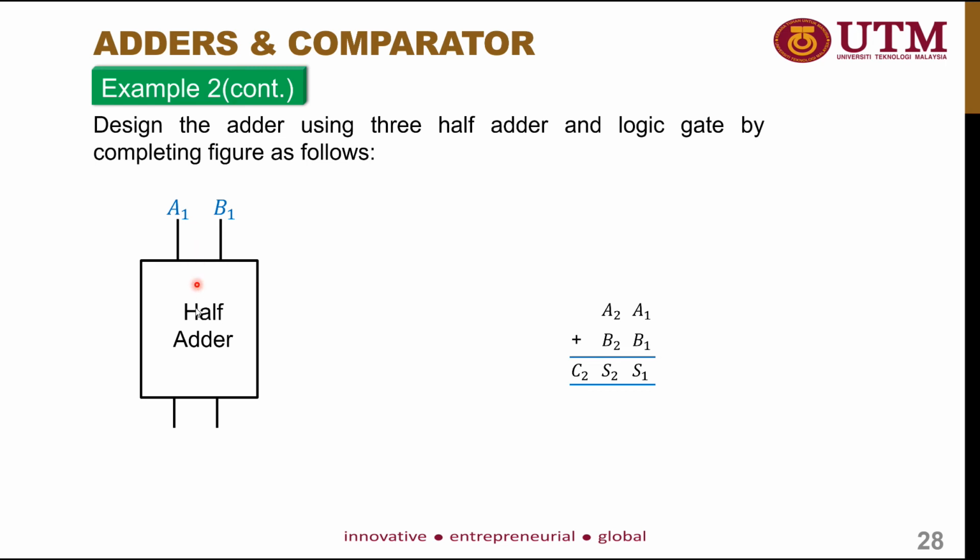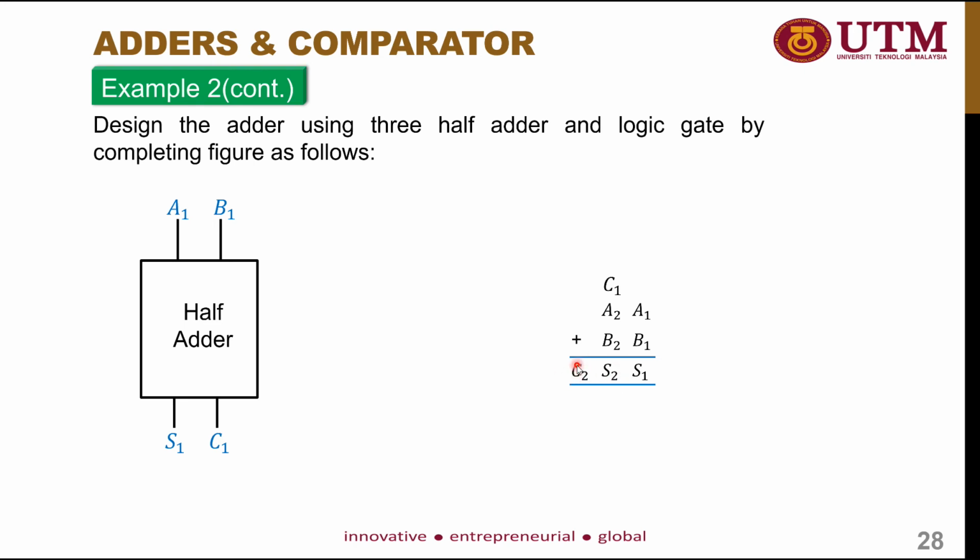At the half adder, it will produce a total of 2 outputs. The first output is S1, which is the sum, and the second output is the carry. So right now we have the carry here. Our second part of the addition operation will have a total of 3 inputs, which are C1, A2, and B2, and it will produce S2 and C2.